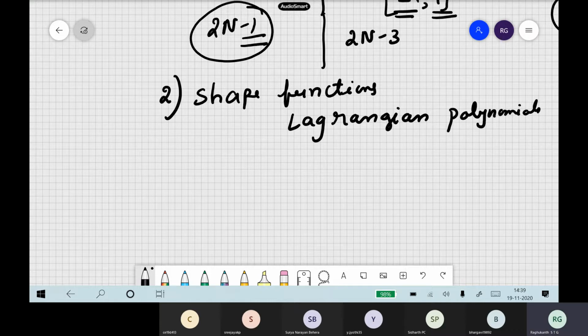See, we discussed long back in the pseudospectral method. If the problem is periodic, what type of functions do you have to use? And if the problem is not periodic, then what type of polynomials do you have to use?